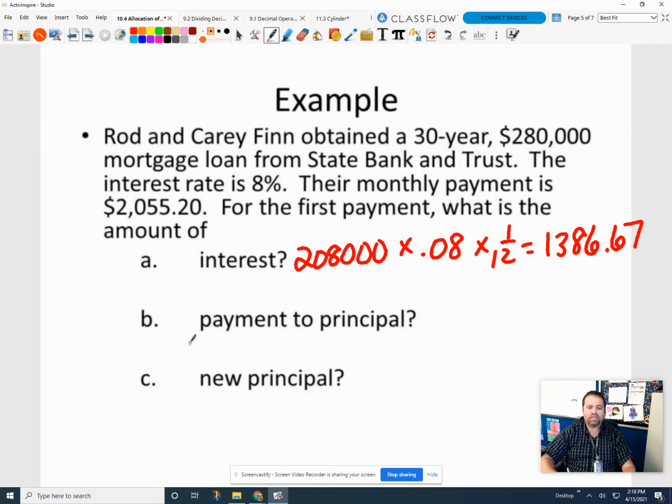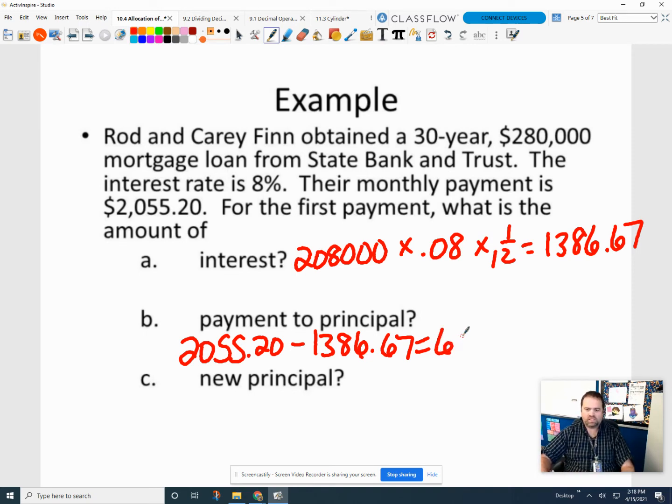The principal is what you borrowed. So if their payment is $2,055.20 and $1,386.67 of that went to interest, the difference would go towards the principal. So only $668.53 goes towards the principal.